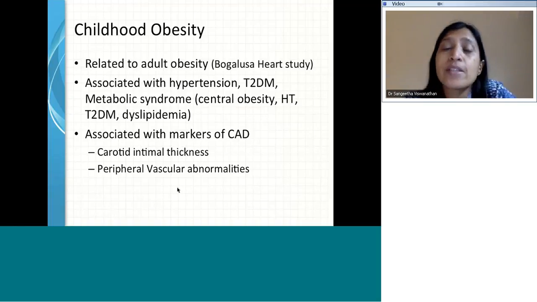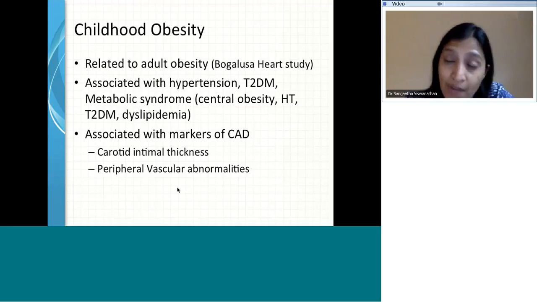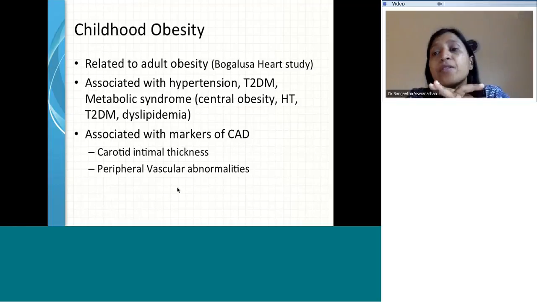This was an epidemiological study that was carried out in the 70s, and it looked at children and various factors, including weight, and tried to follow them up to see how the various factors translated into adult cardiovascular risk. And they found that childhood obesity was significantly associated with adult obesity. Also, childhood obesity, we know through various studies, is associated with hypertension, type 2 diabetes, and metabolic syndrome in children.